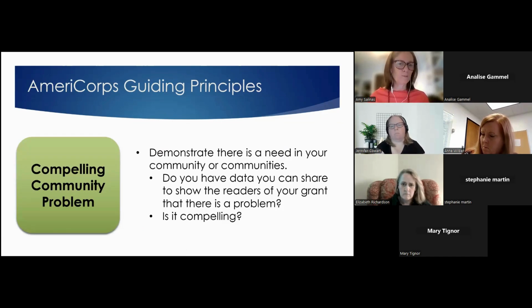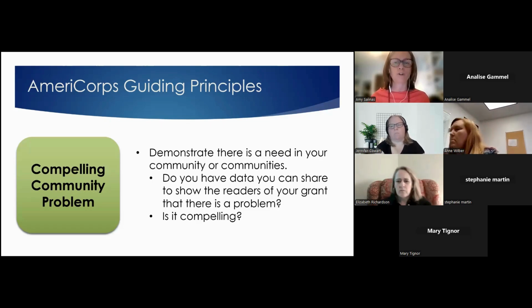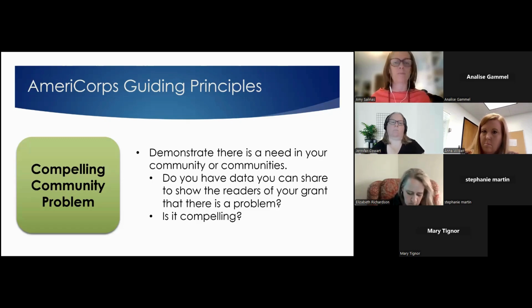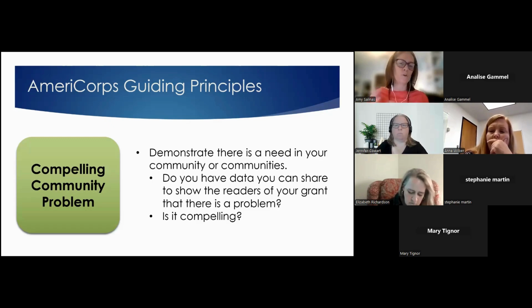In one of the columns of the document, called the problem column, you will have the task of showing the reviewers, and the commission in particular, the problems that your community or communities are facing. You will have to share data that can also demonstrate that problem, to convey how compelling and how severe it is, and those will ultimately be connected to the activities you're proposing.